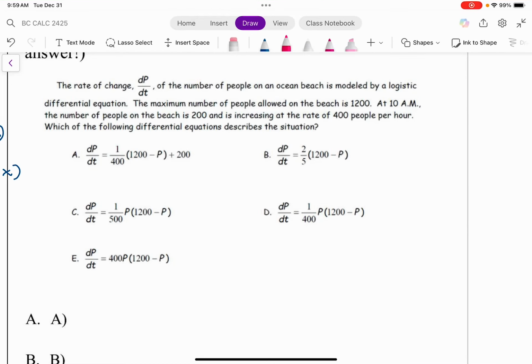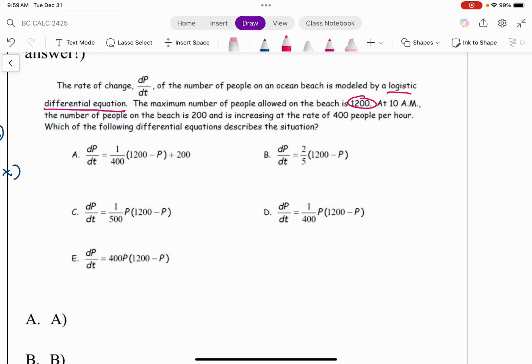Okay, this problem says the rate of change dp/dt of the number of people on an ocean beach is modeled by a logistic differential equation. The maximum number of people allowed on the beach is 1,200. At 10 a.m., the number of people on the beach is 200 and is increasing at a rate of 400 people per hour. Which of the following differential equations describes the situation?